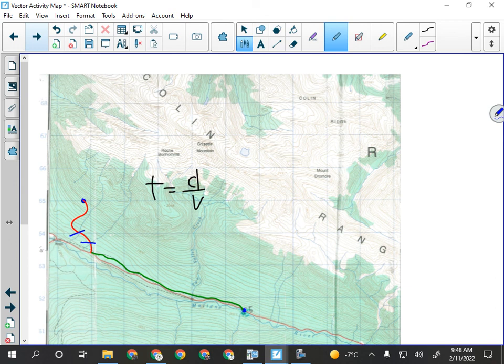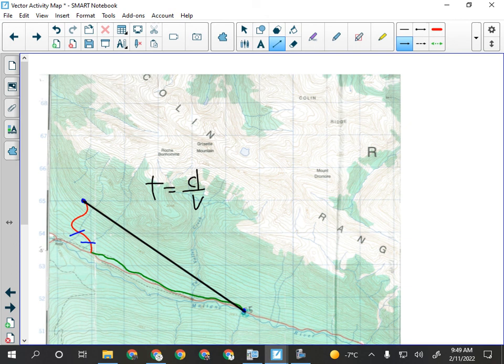Now the last two things are displacement and velocity. So how do I get my displacement on here? Straight line between the start and end point. Exactly, straight line between the start and end points. So that line, that arrow, represents my total displacement. I can measure that and give it a magnitude. What will that not help me with?